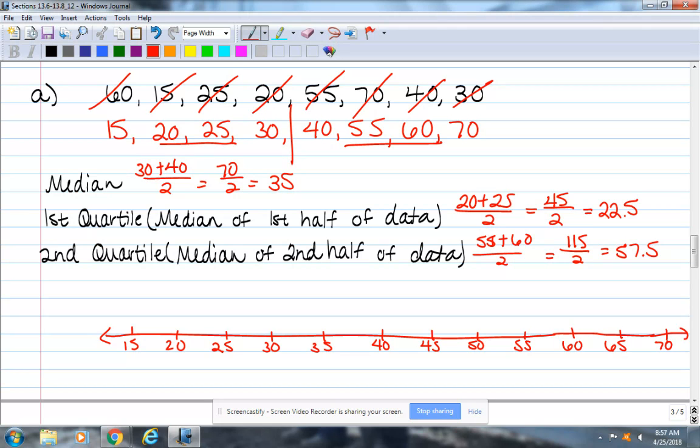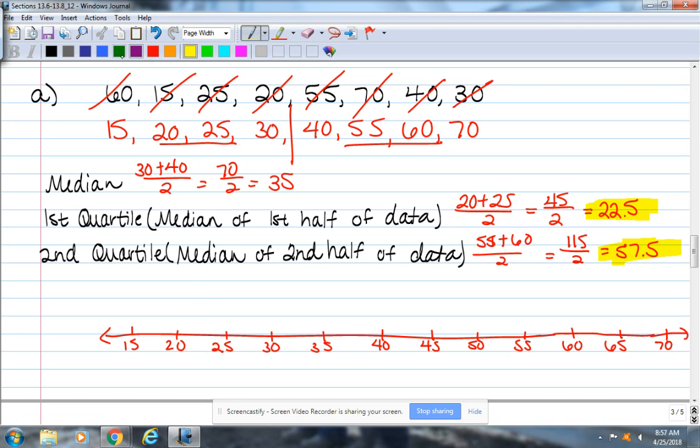So the 3 numbers you need to make your box, you need these 2 numbers. I did not mean to do that. Highlight. You're going to need these two numbers to make your box. Okay, so that makes your left side and your right side of your box. So 22.5 is halfway between 20 and 25. So that's going to be the left end of my box.